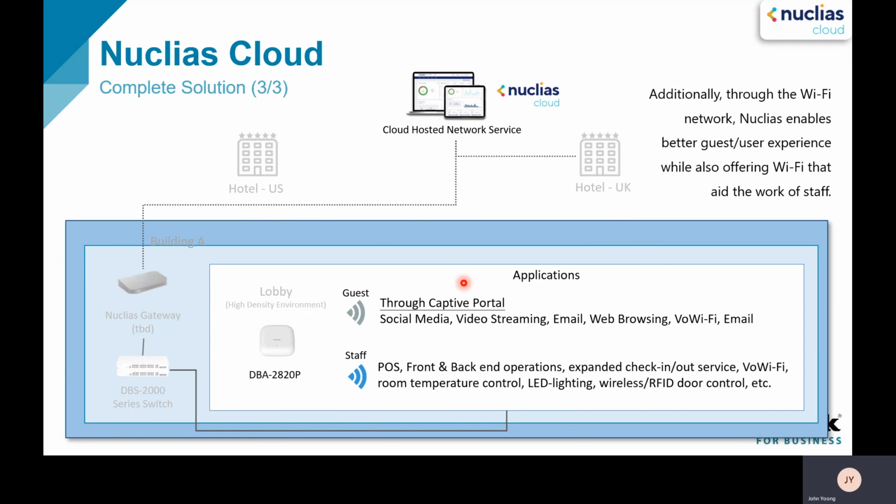Then for the staff itself, don't need to worry. We can set up the encryption, WPA, WPA2, and even the latest WPA3, for their services like POS, front-end operation, the check-in and checkout services, and even to provide wireless for their application devices like the room temperature control, the LED lighting, and those RFID door controls.